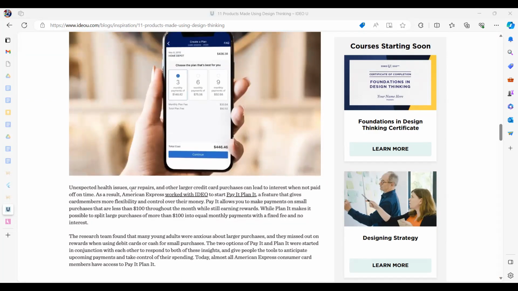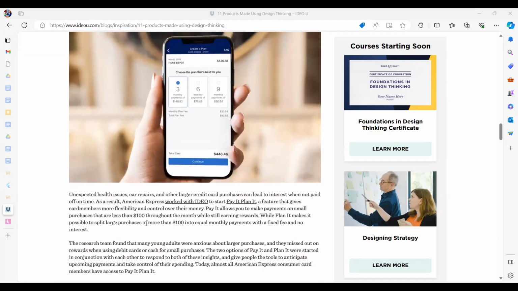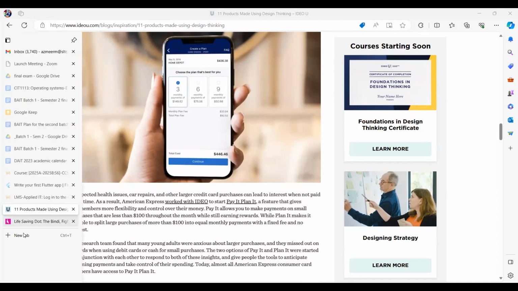So if you want to spend more than $100, you can split that. Say if it is 400, I would like to pay $100 each month, something like that. I think we are familiar with this here in Sri Lanka. If you look at some companies where they say pay monthly without interest, this is a very similar thing.